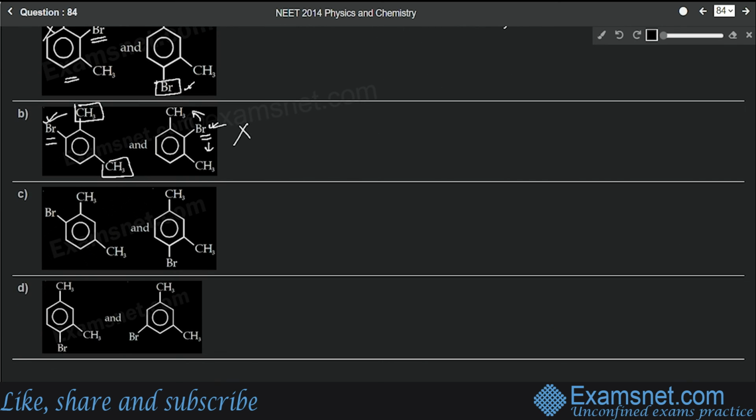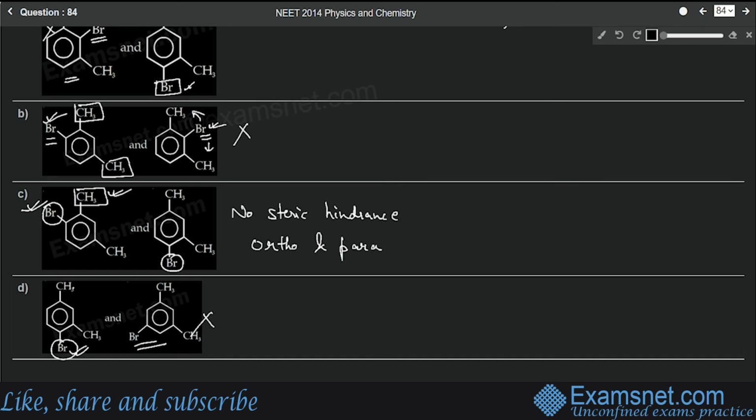Now let's come to the third option. Here with respect to the methyl group 1, the first compound has bromine at ortho position and the second compound has bromine at the para position, and there is no steric hindrance in this case, plus we are getting ortho as well as para products. So this should be the correct answer. In the last option, we have bromine at para position in the first one, and in the second one this is not at para position, this is at meta position, so this is incorrect. So the only correct option is option number C. Okay.